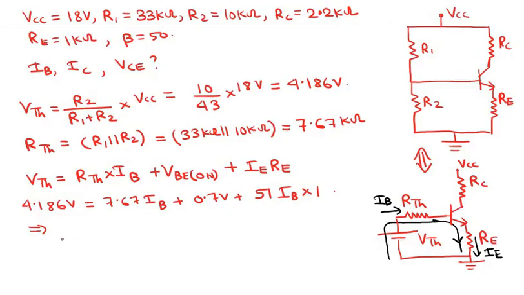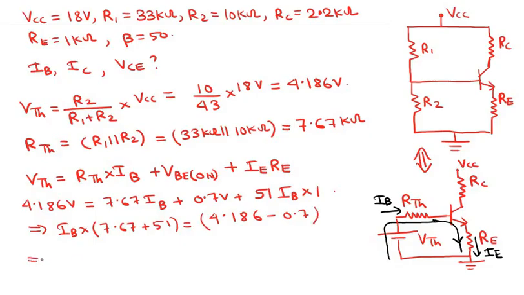So IB times 7.67 plus 51 is equal to 4.186 minus 0.7. This is just 4.186 minus 0.7.